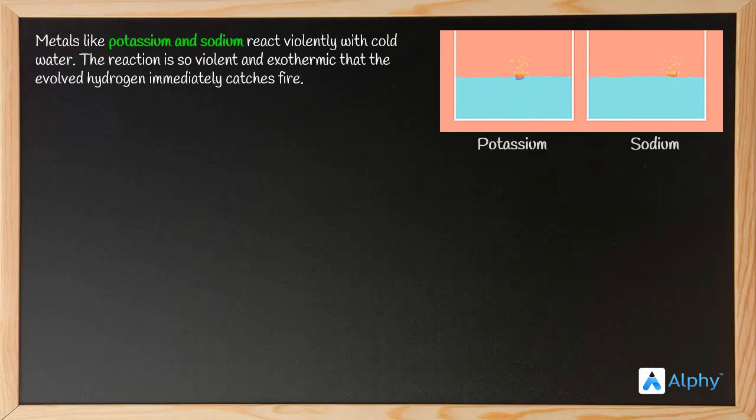Okay, and the equation of this reaction will be 2K plus 2H2O forming 2KOH plus H2 plus heat. Again, you have to memorize this reaction as it will be important from the examination point of view. So do memorize this reaction. What happens is potassium reacts with water to give potassium hydroxide and heat energy along with evolution of hydrogen gas, and this hydrogen catches fire because of the heat evolved with it.